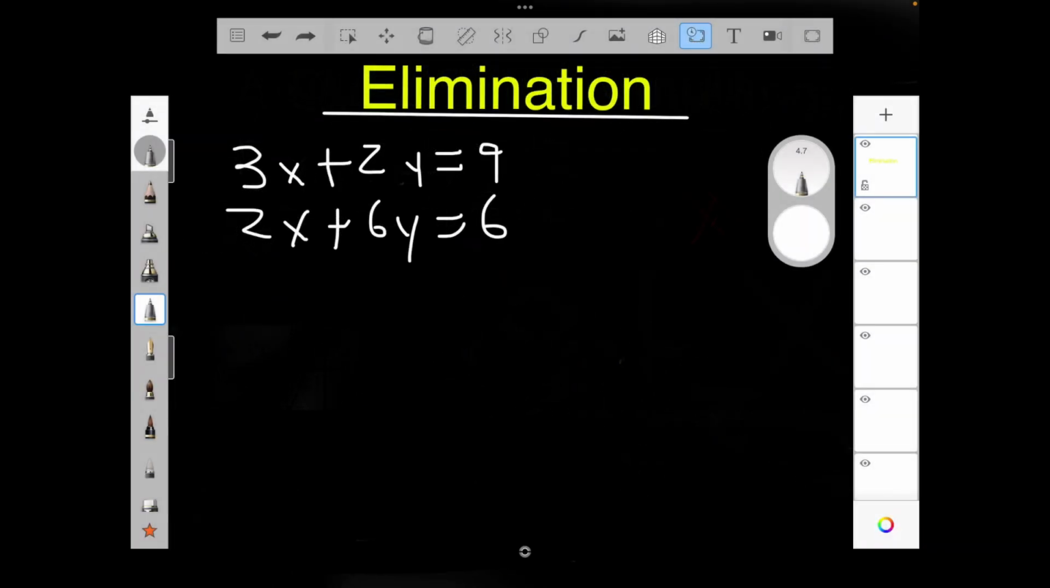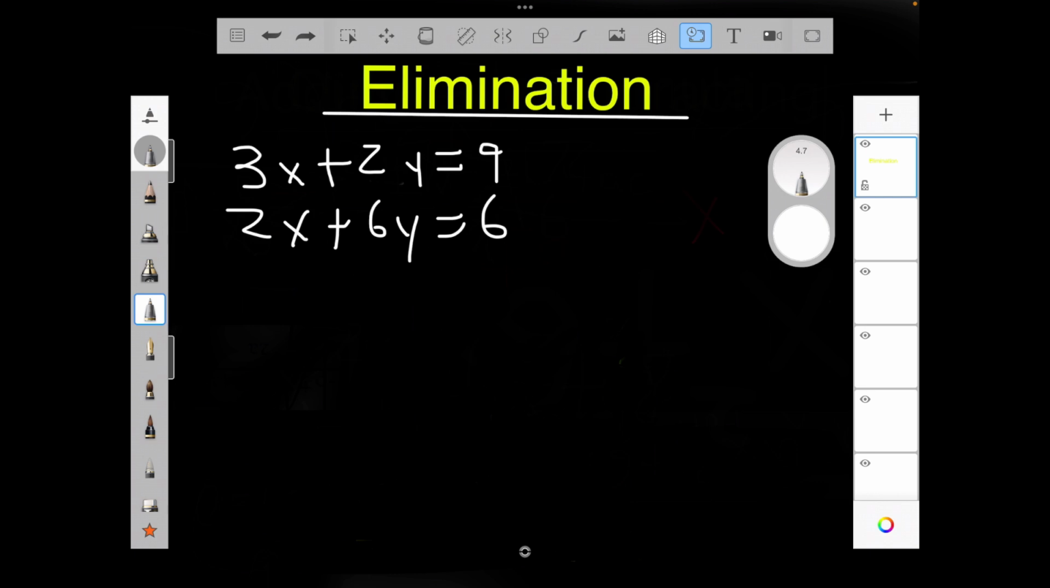There's something different about this equation, though, from the other equation. In this equation, we cannot subtract or add both equations in which one of the variables would be eliminated. So what that means is that we cannot add or subtract the x's or the y's in which they'll equal 0, and we can eliminate it. So we can't add 3x and 2x or subtract them because it won't cancel out and make 0. We can't add or subtract the 2y and 6y either, because it won't equal 0 and cancel out.